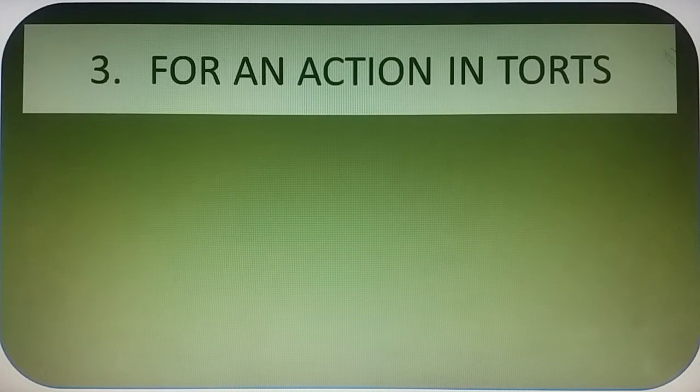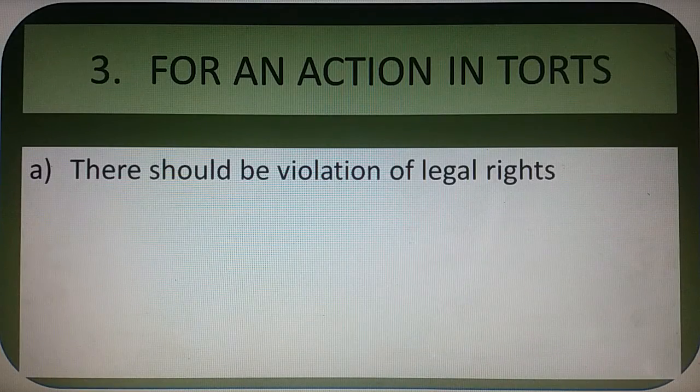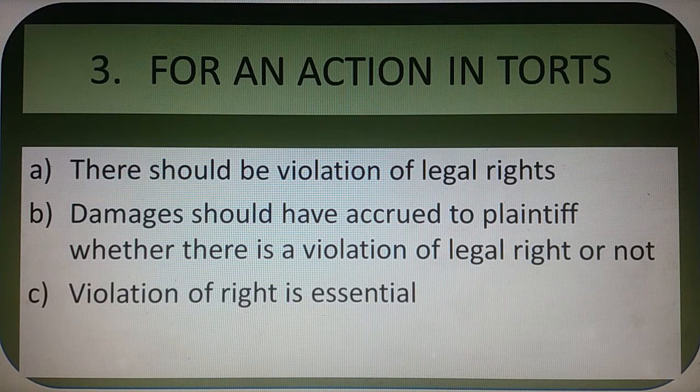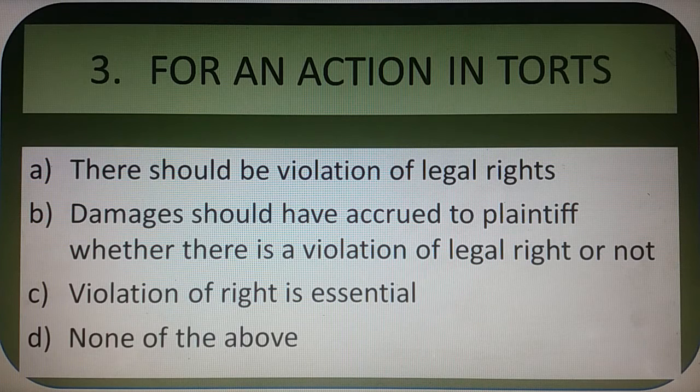Question third, for an action in torts, options are A. There should be violation of legal right, damages should have accrued to plaintiff. B. Whether there is violation of legal right or not. C. Violation of right is essential. D. None of the above. And the correct answer is A. There should be violation of legal right.